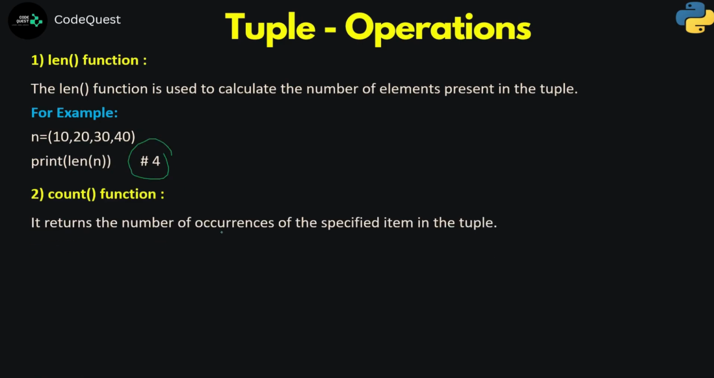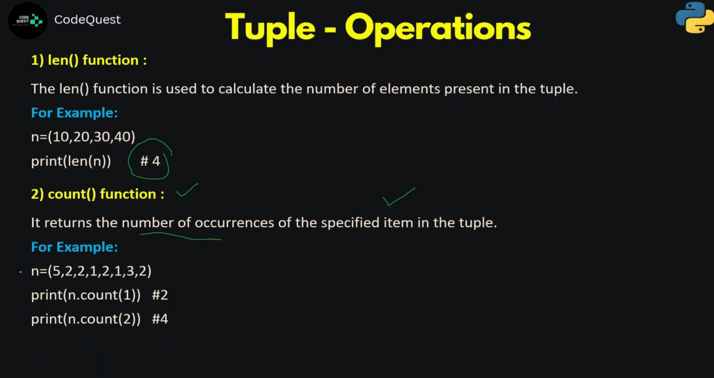Similarly, the count function we can use to count the number of occurrences of a specified item in the tuple. Here let's say we have taken a tuple n holding this set of elements. Now I'm trying to find out the count of 1. So how many times is 1 present in this tuple? As we can see, 1 is present 2 times here, hence the outcome is 2. Similarly, if I want to count how many times 2 is present in this, there is 1, 2, 3 and 4 times.